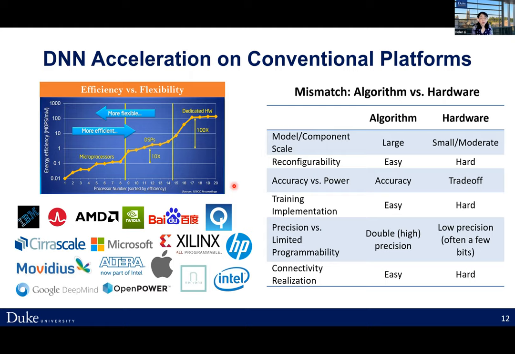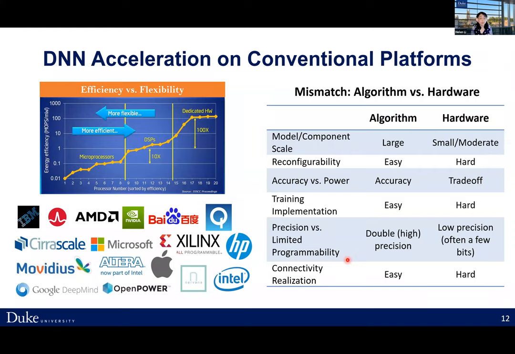One thing I wanted to emphasize, or draw your attention to here, is that it's not only about the trade-off in hardware designs. There's also a mismatch between what we can achieve at the algorithm level versus the capability offered by the hardware design. So we give several examples here.